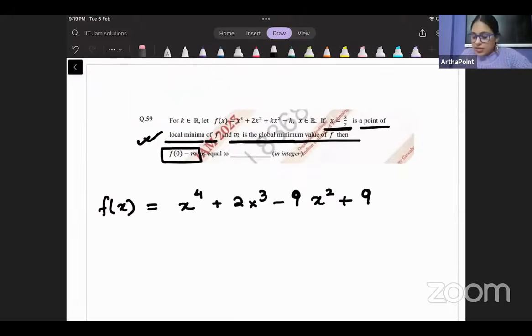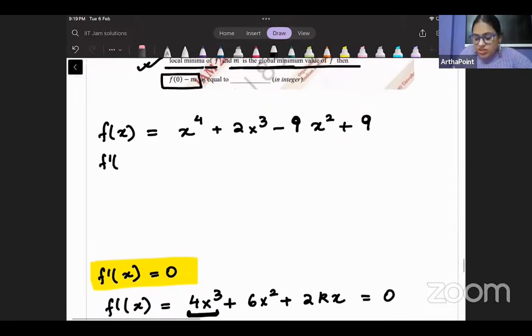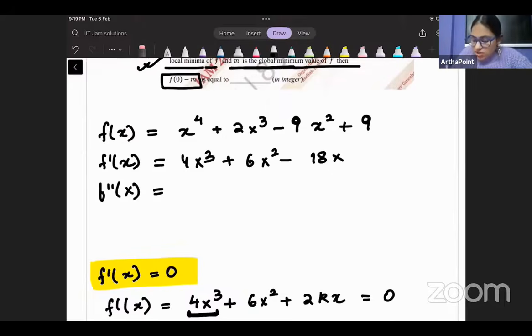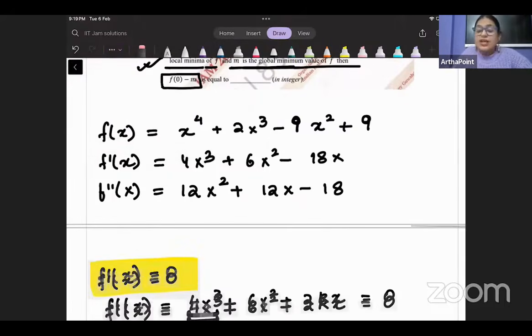Clear बेटा? अच्छा, what was your f dash x? क्या आया था f dash x? 4x cube plus 3 into 2, 6x square minus 18x. ये f dash x आया है. बेटा what will be f double dash x? 12x square plus 12x minus 18. ये आपका f double dash x हो गया.